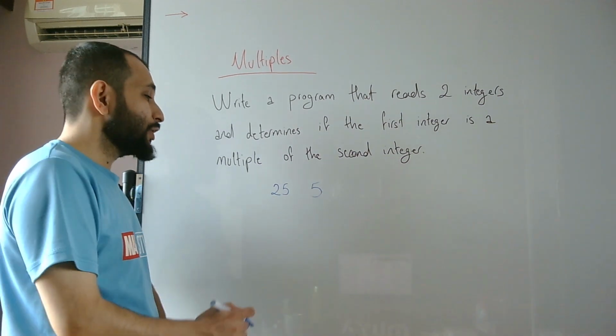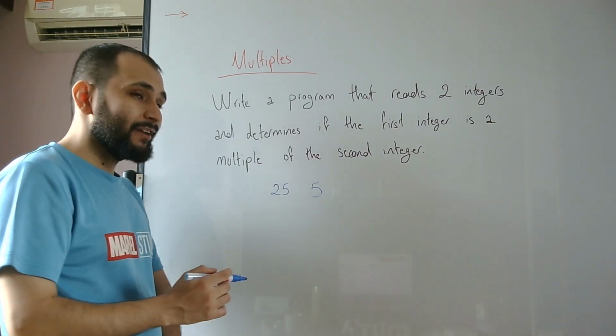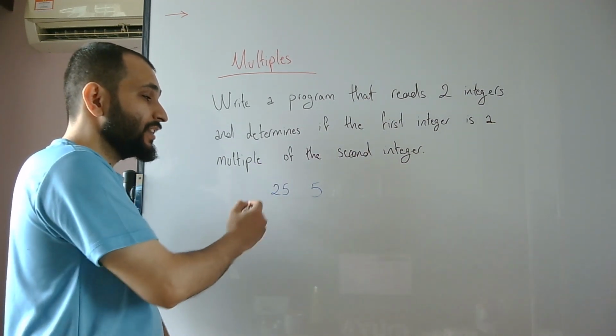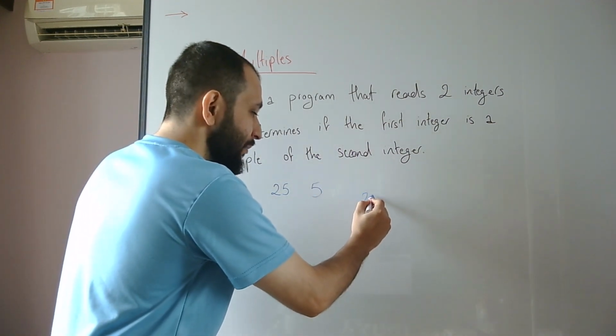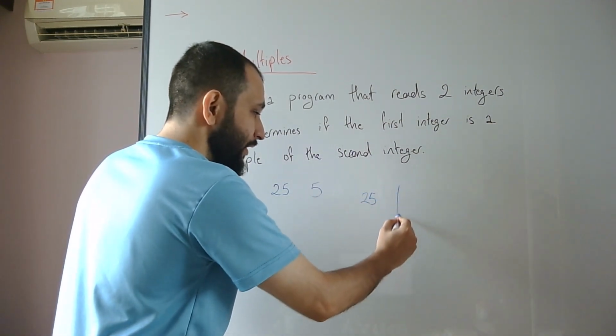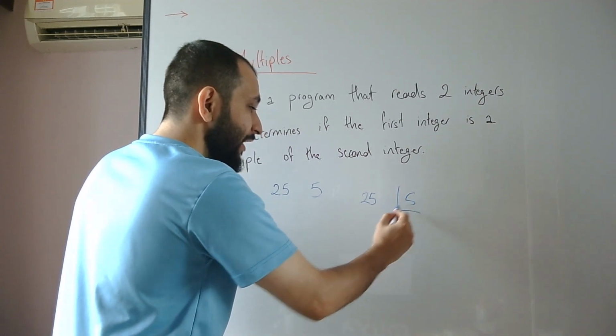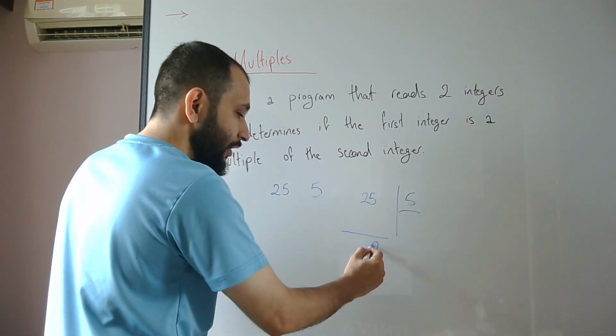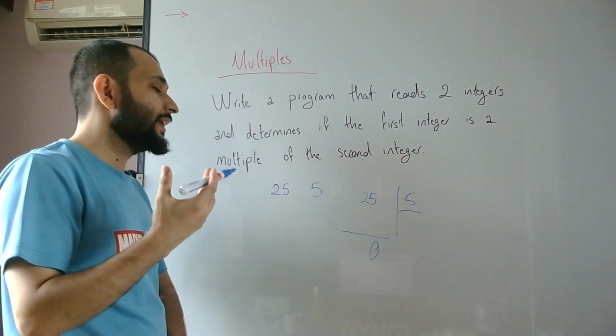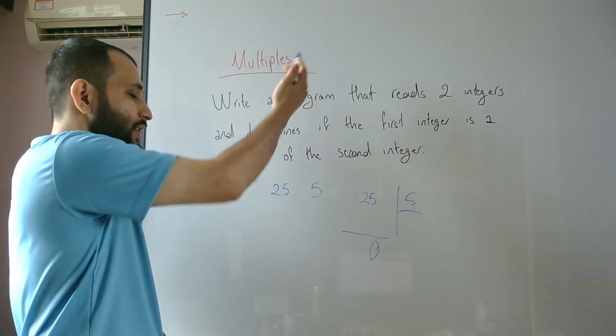So what does it mean to be a multiple of 5? That means that if we divide this 25 by 5, the remainder that we will have in here will be 0. That is exactly the meaning of a multiple.